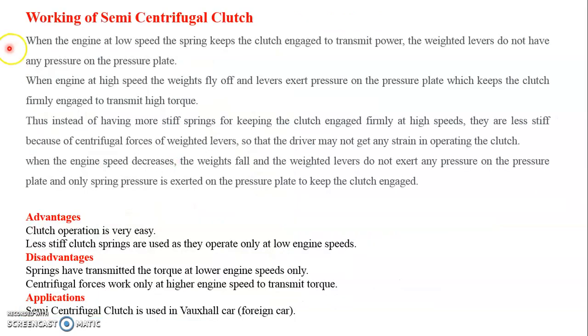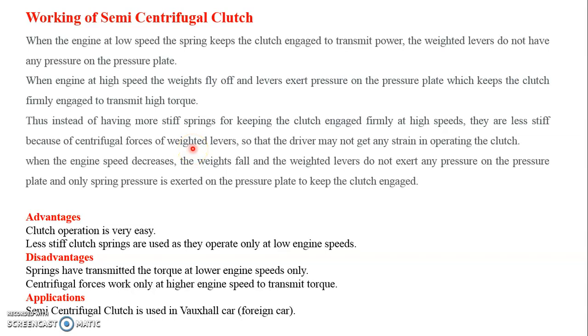When engine speed is low, the spring keeps the clutch engaged to transmit power, and the weighted levers exert no pressure on the pressure plate. When engine speed is high, the weighted levers fly outward and exert pressure on the pressure plate, which keeps the clutch firmly engaged to transmit the high torque. Thus, instead of having more stiff springs for keeping the clutch firmly engaged at high speeds, the springs can be less stiff because of the centrifugal force of the weighted levers.